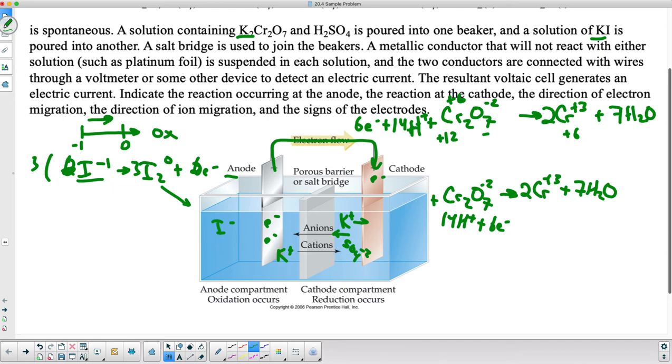So that's what's going on. I think I've answered all the questions. The signs of the electrodes are positive and negative. So I think that I just answered the whole question there, just showing you what's going on with a standard voltaic cell. Okay, I'm going to pause there. We'll go to the next one then in another screencast.